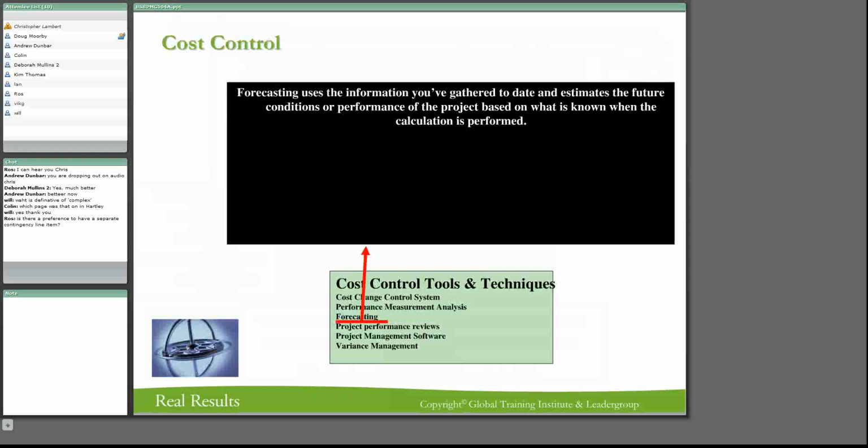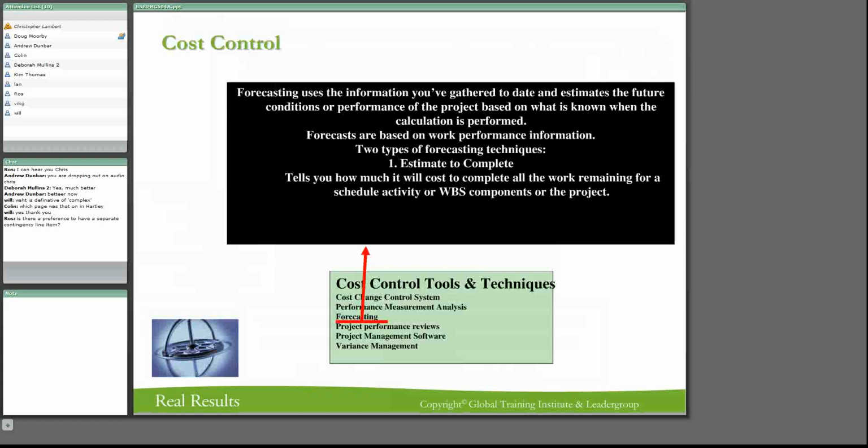There's your forecasting. I've been a little bit through that one. I'm not going to spend too much more time on that one, but forecasting uses the information that you've gathered to date. A calculation is performed, and they are based on work performance information. There are two types of forecasting techniques. The first one is estimate to complete. It tells you how much it's going to cost to finish everything.